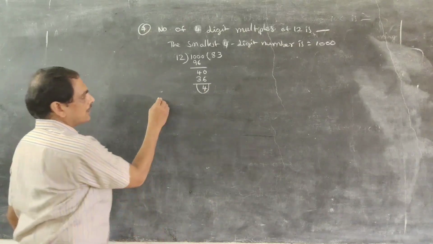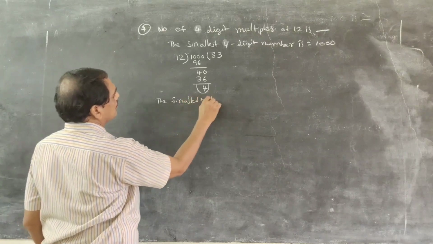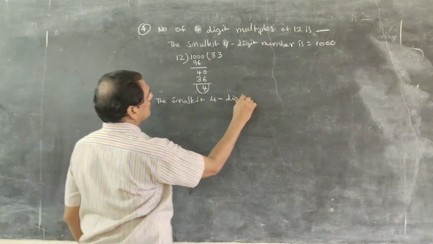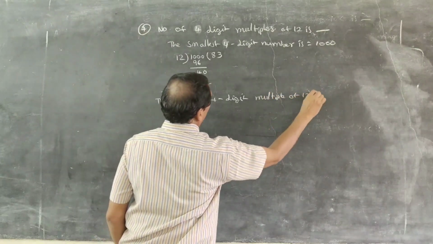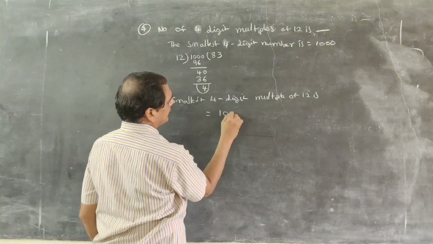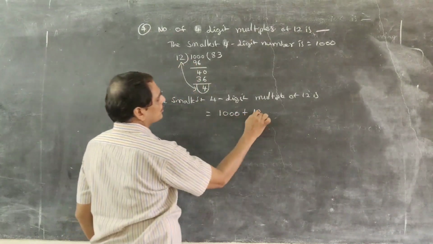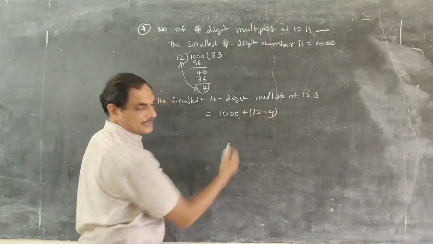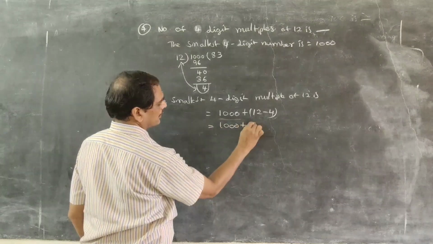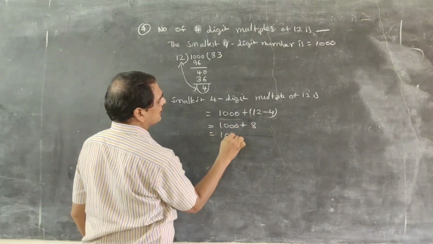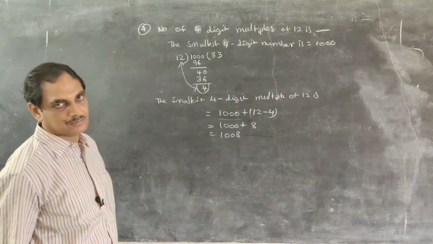Now the smallest 4-digit multiple of 12 is equal to, we add the difference between the divisor and the remainder to the smallest 4-digit number. So 1000 plus 8 is equal to 1008, which is the smallest 4-digit multiple of 12.